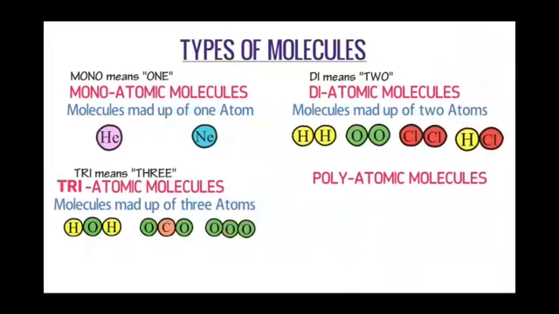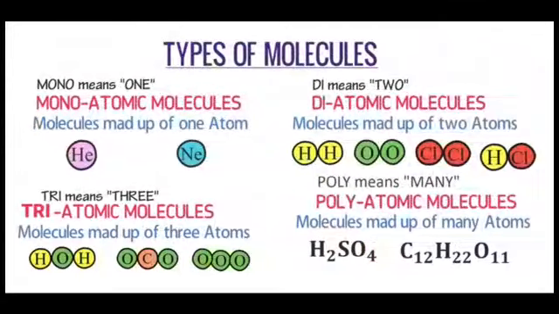Triatomic molecules. Tri means three. Molecules that are made up of three atoms are called triatomic molecules. Examples for triatomic molecules are water molecule H2O, carbon dioxide CO2, ozone molecule O3, etc.